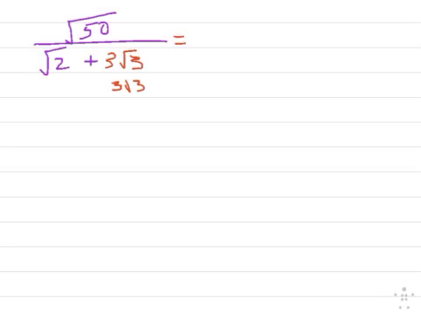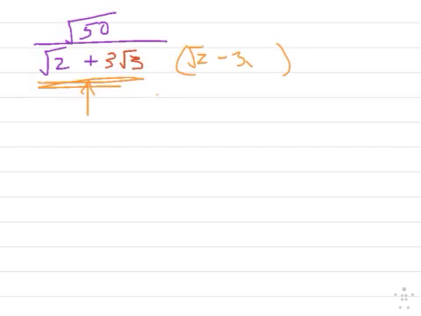3 root 3. Alright, now what I need to do is get rid of the radicals in the denominator. So I'm going to multiply the top and bottom by the conjugate of the denominator, which is just change that middle sign right there. 3 root 3 all over root 50. Oops, sorry, not root 50.